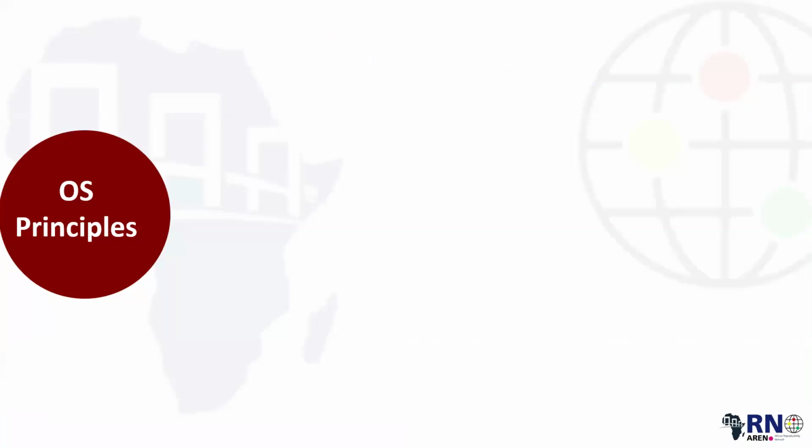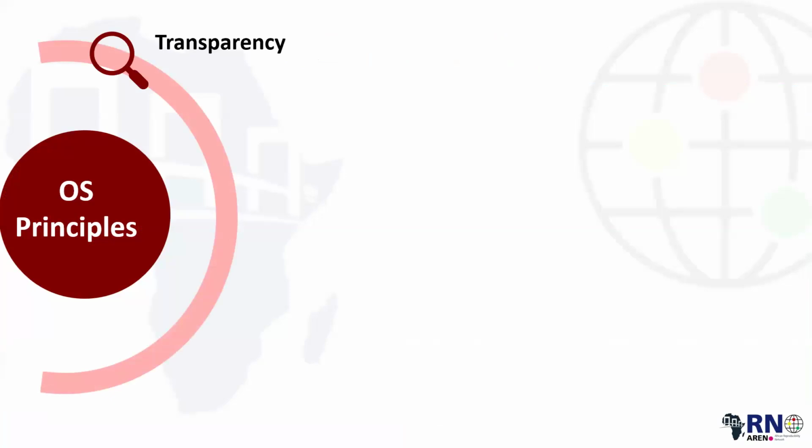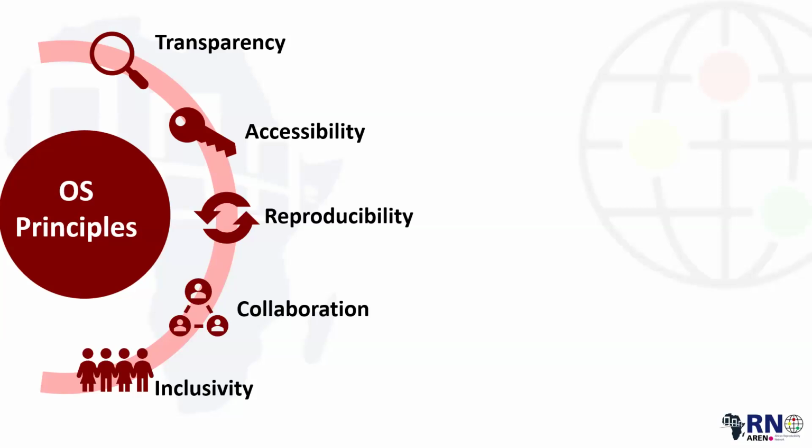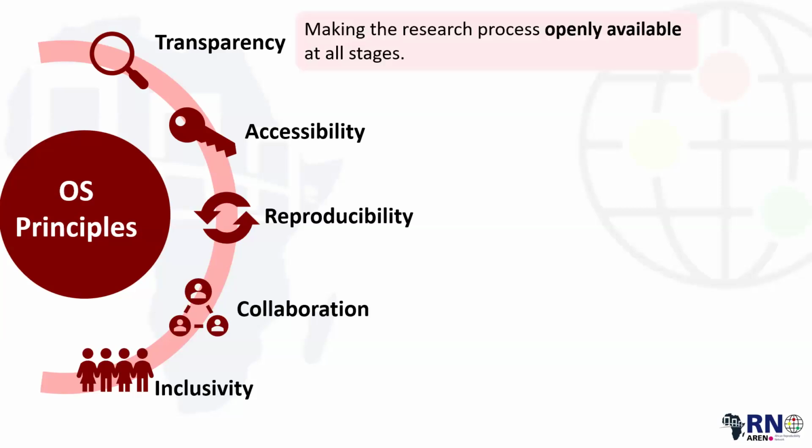So for the open science principles, we have transparency. Again, as I said, transparency will come again and again many times. We have accessibility, we have reproducibility, collaboration, and inclusivity. And transparency, as the name implies, is that the research process should be available for everyone or for the public at all of its stages, even from the very start of the idea.